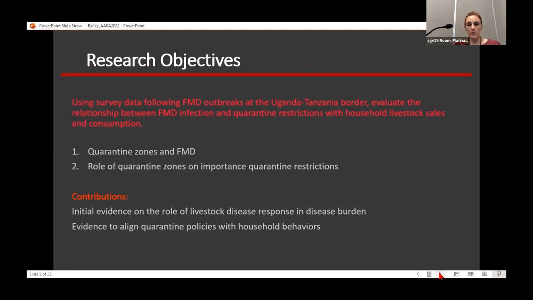To summarize a bit more what we're going to start to look at today: we have this survey data that followed FMD outbreaks at the Uganda-Tanzania border. It was a household survey that was applied in conjunction with fieldwork looking at FMD outbreaks and collecting data on the actual virus circulation, to evaluate the relationship between infection within the household or the herds, quarantine restrictions, and livestock sales and consumption. And so we're trying to look at both the impact of quarantine zones and FMD on household sales and consumption, as well as the role of quarantine zones and how their different restrictions might be related to these outcomes. And overall, we hope to provide evidence on the role of livestock disease in response to disease burden, how this may contribute to the disease itself, and to get a better idea of how households are responding.